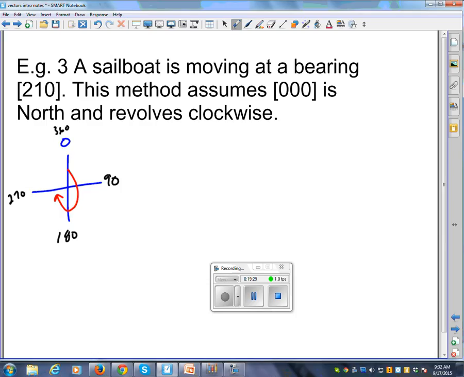In fact, runways are named this way when they talk about what runway the pilot's going to land on. If the runway is pointing in this direction, they would call it runway 20 because it's at a bearing of 200. All the runways are named by the first 2 digits in the bearing. Joel, you had a question?